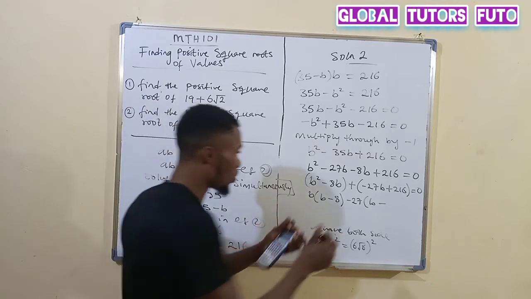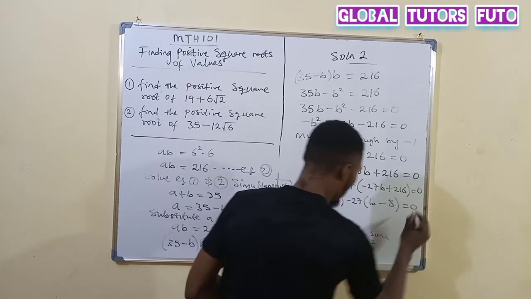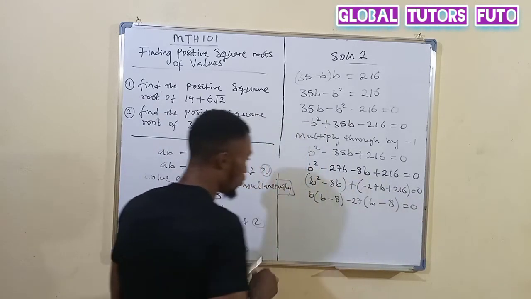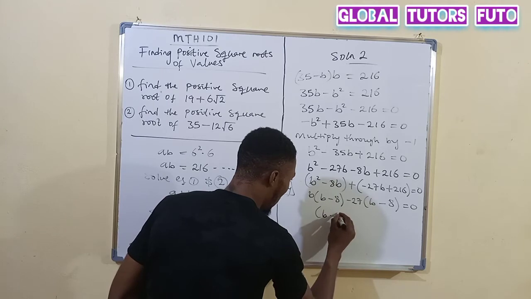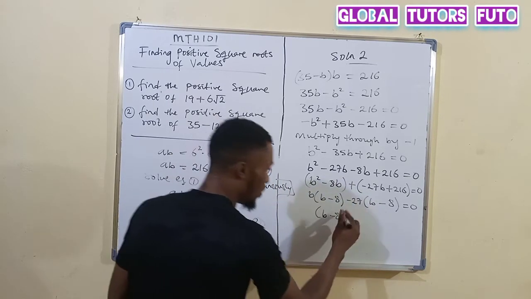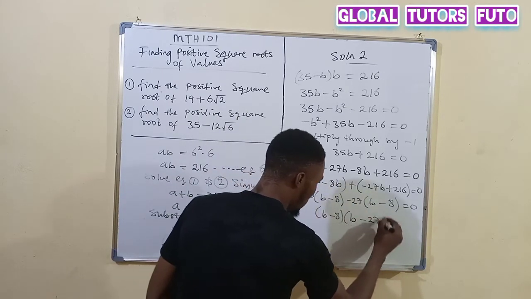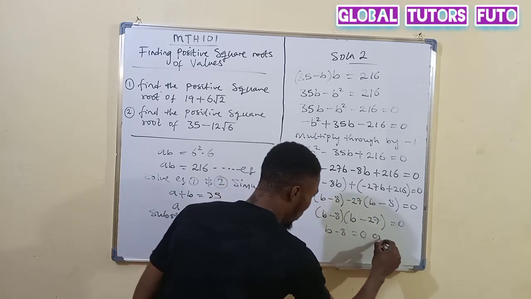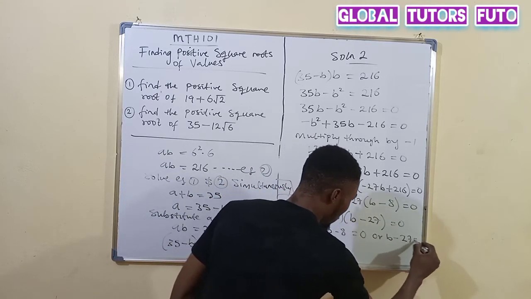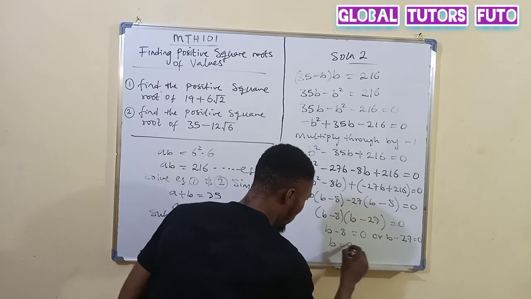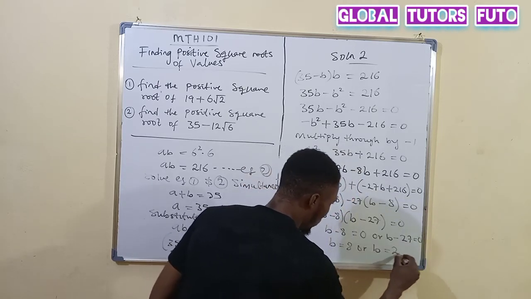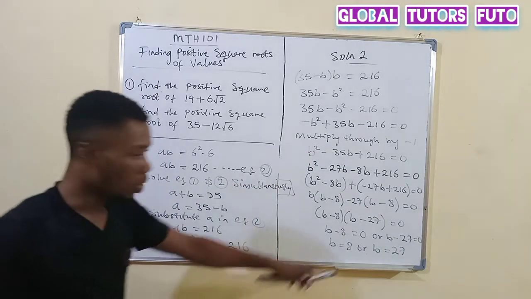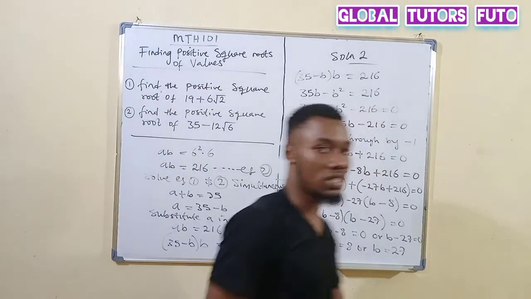Okay? This will give us B minus 8 equal to 0. So at this point, what else are we going to do? I choose one of these, and B minus 27 equal to 0. So we have that B minus 8 is equal to 0, or B minus 27 is equal to 0. So our B is equal to 8, or our B is equal to 27. So we have obtained our B to be 8, and we have also obtained our B to be 27.